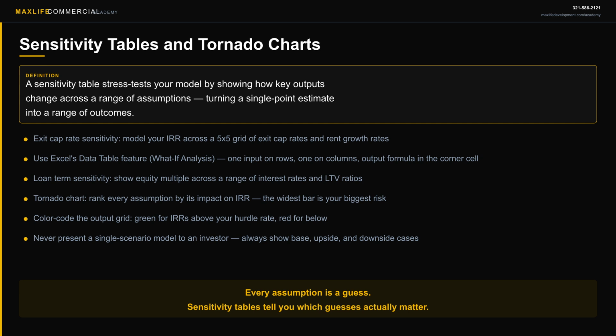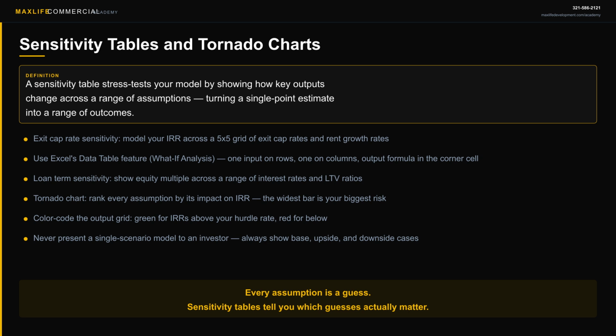A single scenario pro forma is not a model. It is a story. Real underwriting requires stress testing every major assumption and understanding which variables have the most leverage over your returns. That is what sensitivity tables and tornado charts do. Let's start with a two variable sensitivity table. Go to Excel's data menu, choose What If Analysis, then Data Table.